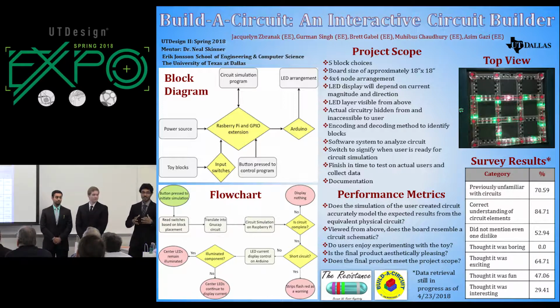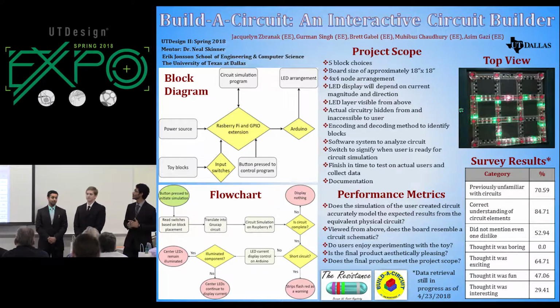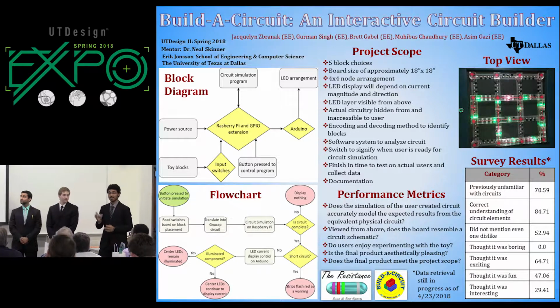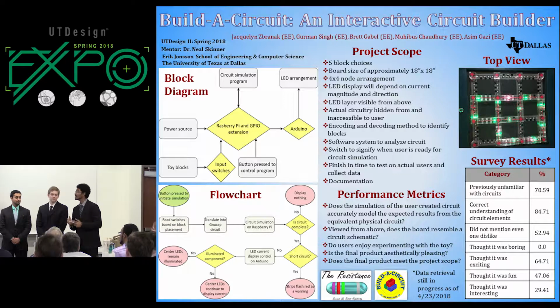Now, how do we bring this project to life? Well, we have a design space with 16 nodes with 23 slots. The user will place these acrylic blocks into the slots, and after the simulation button is pressed, the current flow will be shown, as you can see in the video here.